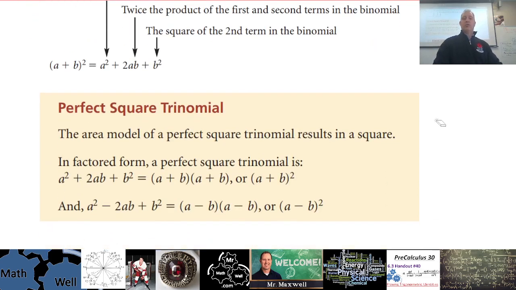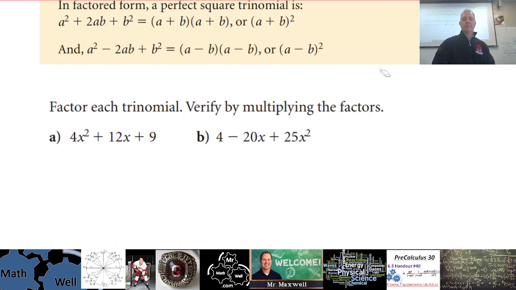As I mentioned before as well, you could have a negative in here, which means that there's going to be a negative inside your factors. Okay? So that's what a perfect square trinomial looks like. It's a binomial. When you multiply it by itself, you get a perfect square trinomial. And what we're going to do is work backwards from a perfect square trinomial into factoring into the two binomials.